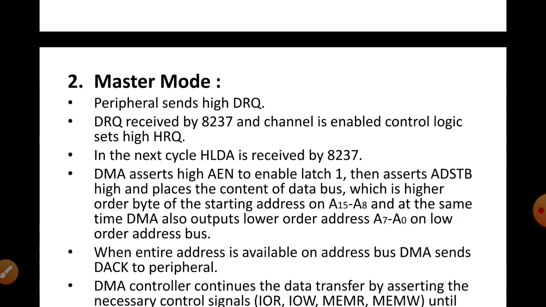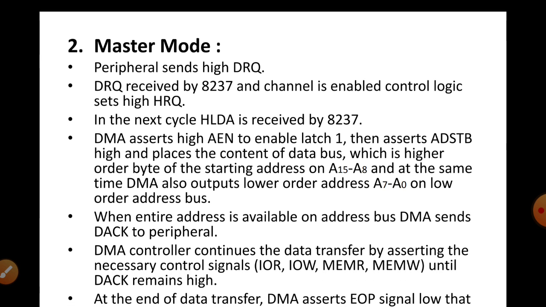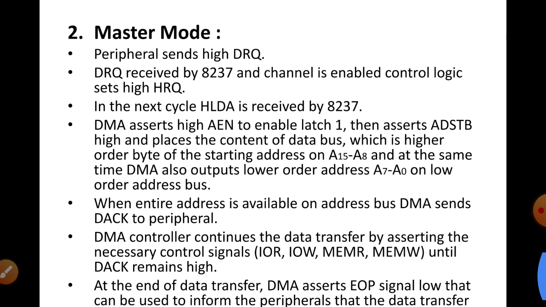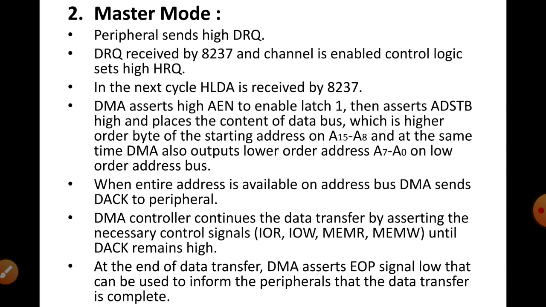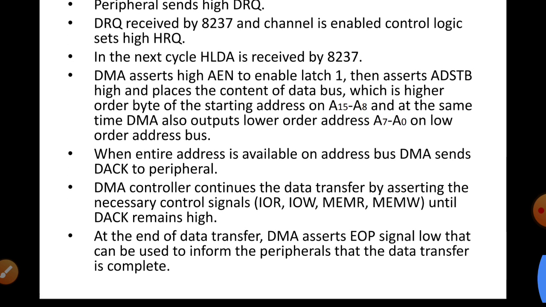The second one is the master mode. In this master mode, the operation of 8237 starts, in which it is working as a data transfer processor. In this master mode, the peripheral sends the request signal. The request signal is received by the 8237 and the channel is enabled by the control logic, by sending the high hold request signal. In the next cycle, the hold acknowledge is received by the 8237, and at that time DMA is going to assert AEN high and enable latch 1.